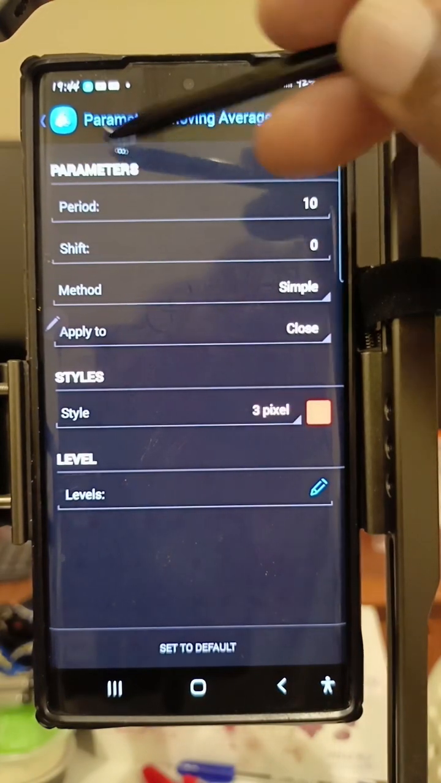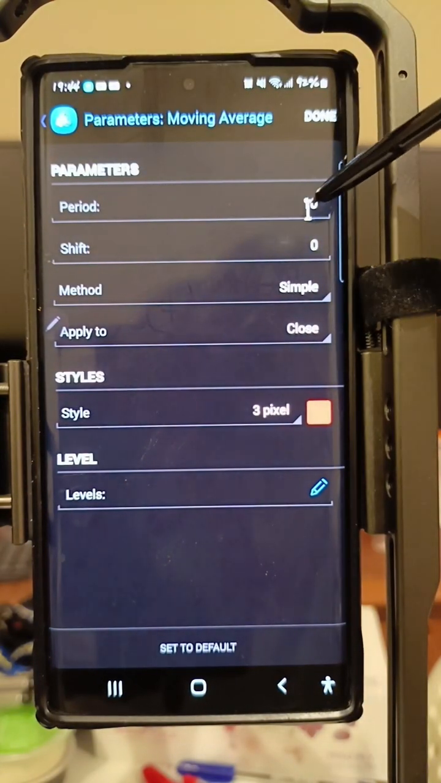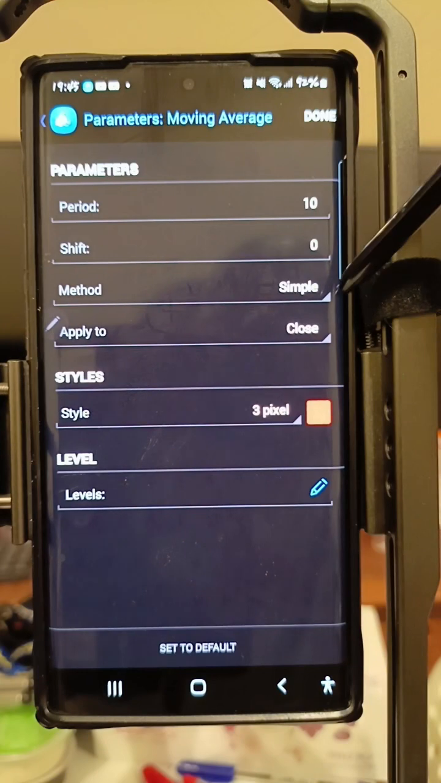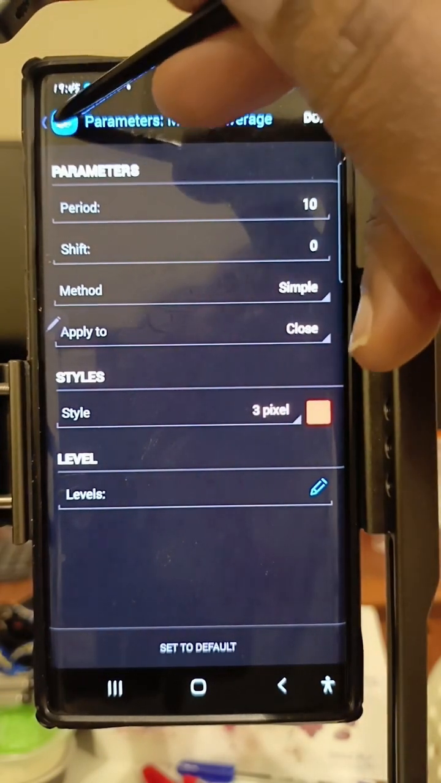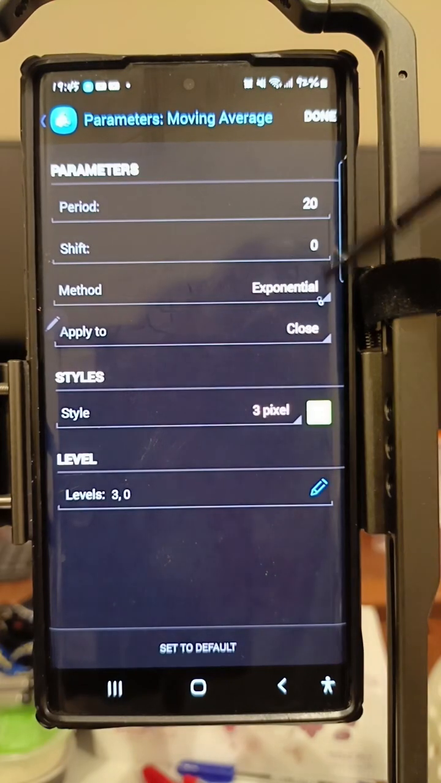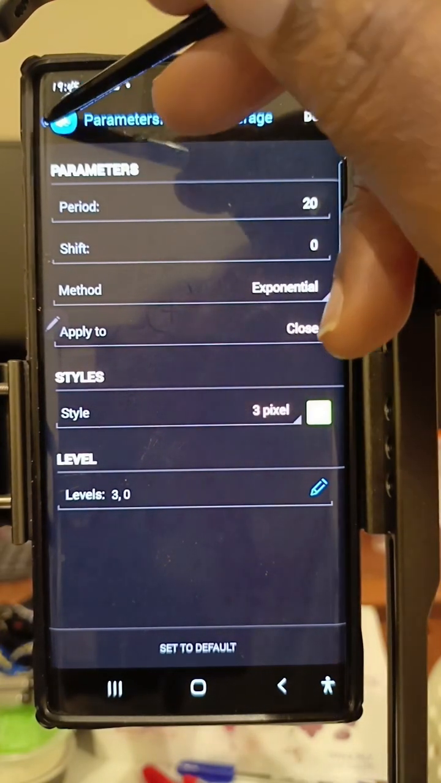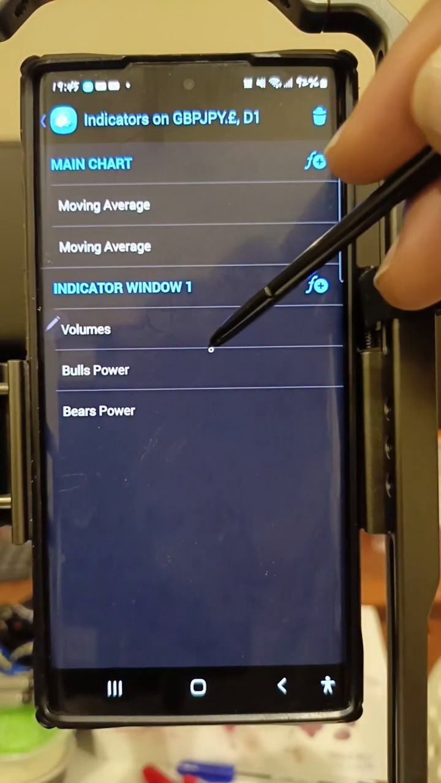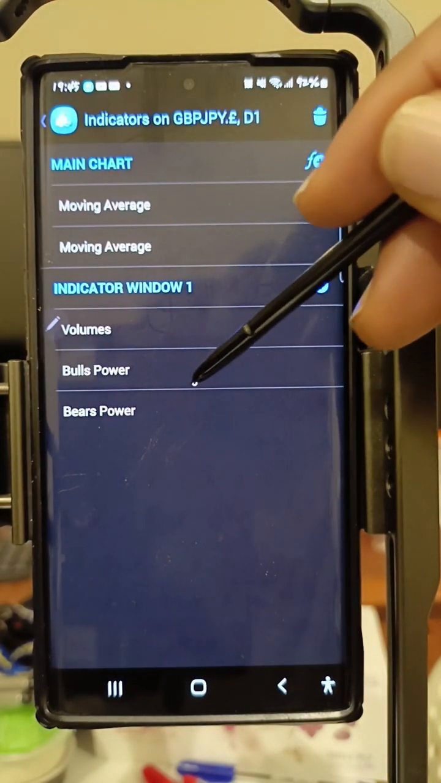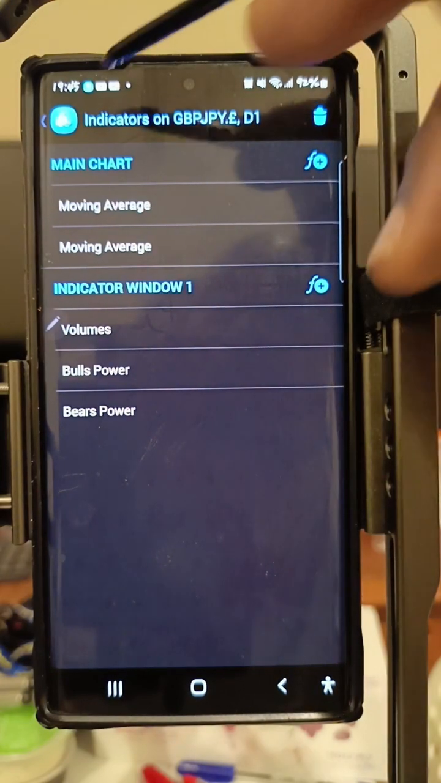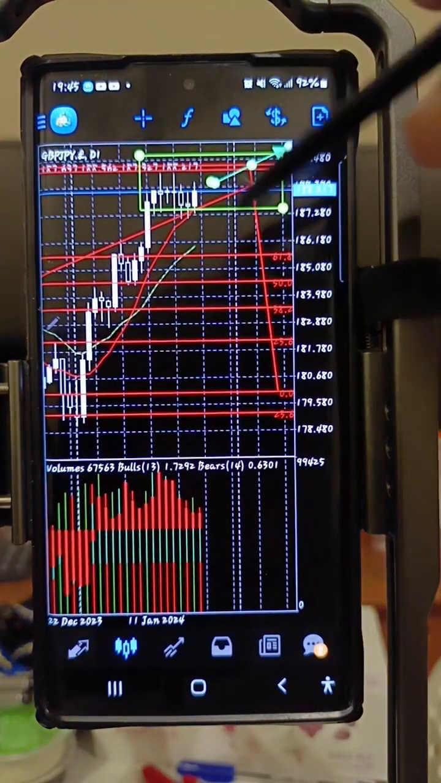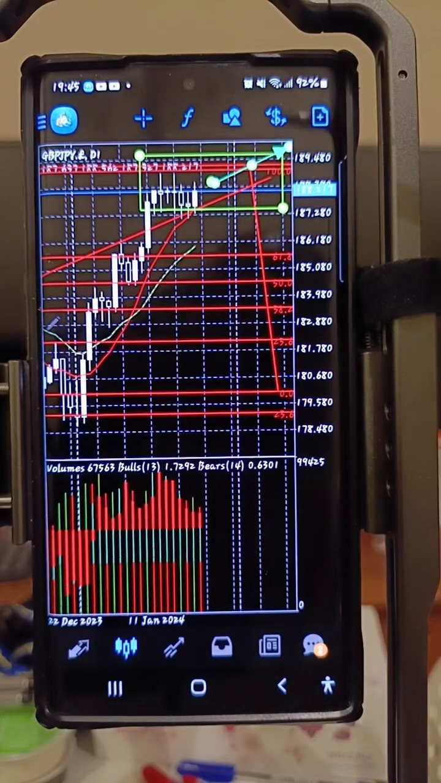So moving average, all maths. I use a simple moving average, close, 10. I use 20 exponential moving average, close. So those are the two averages I use. I use the volume, I use the bull power and the bear power, and these are just information to help me. The key thing is I'm basically looking at the forecast for the next week.